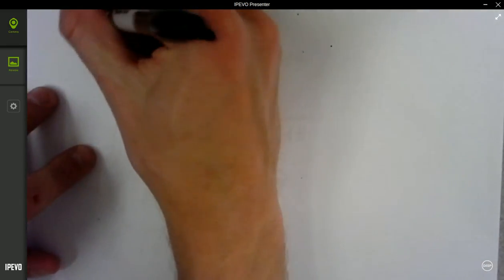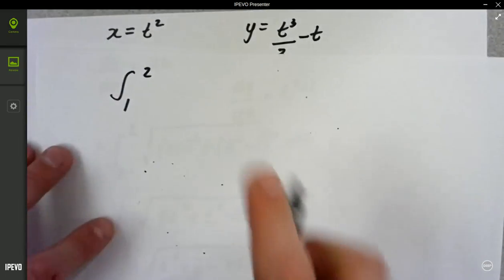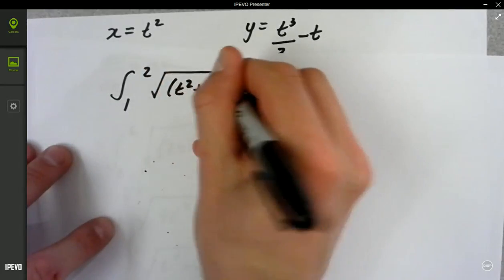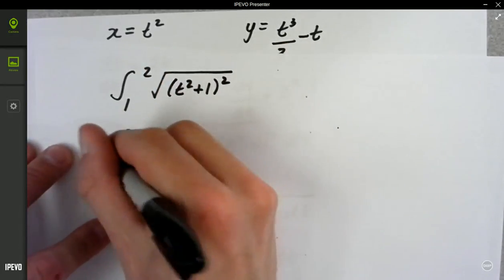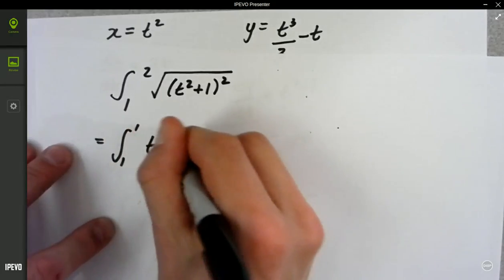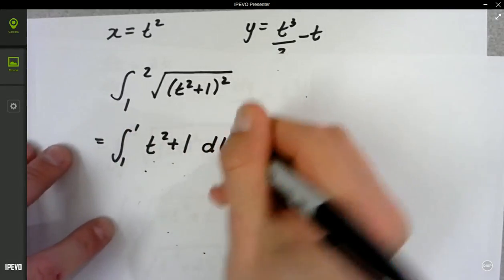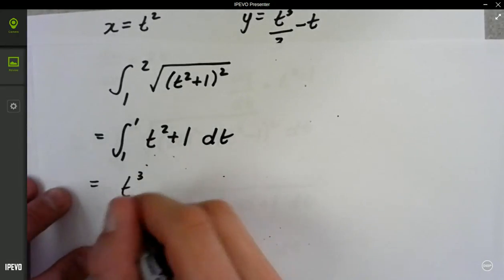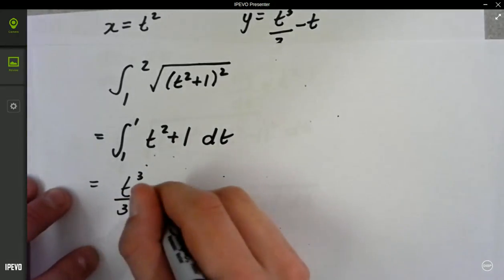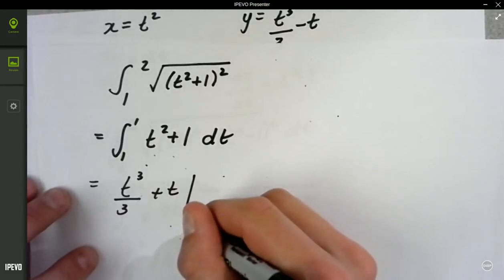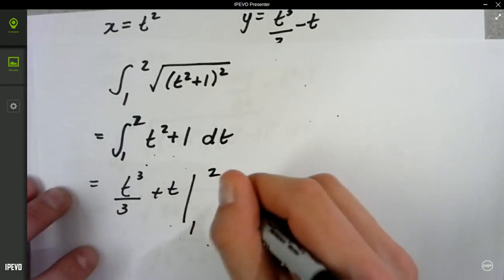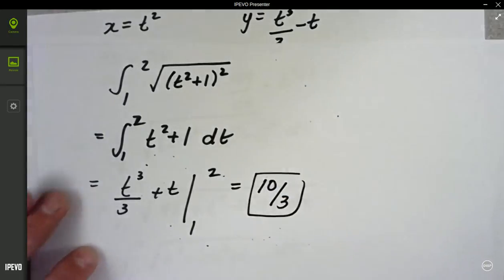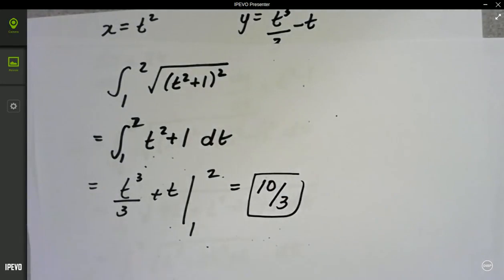Okay, so the integral from 1 to 2 of the square root of (t squared plus 1) squared means from 1 to 2 of t squared plus 1 dt, right? The square root and the square cancel. So now we're just going from t cubed over 3 plus t, evaluating that from 1 to 2, and you end up with 10/3. So that is how you calculate the length of a curve of a parametric function.